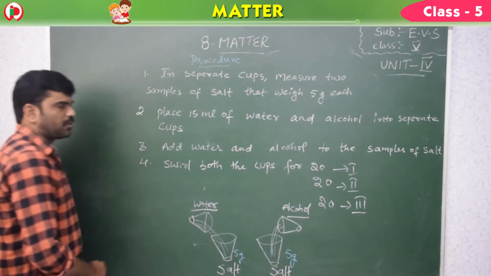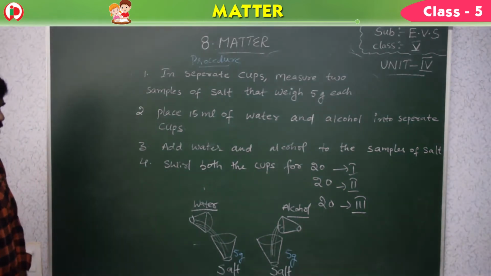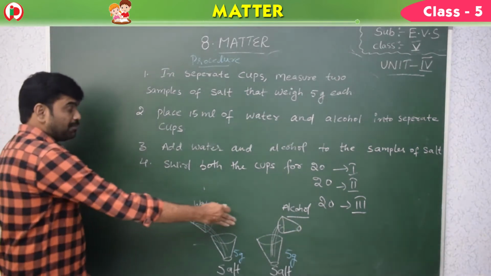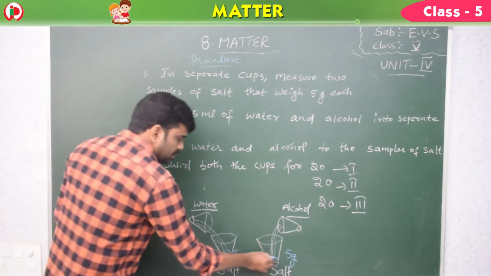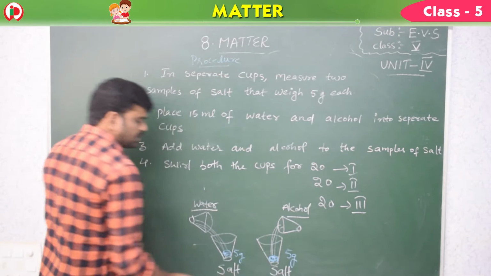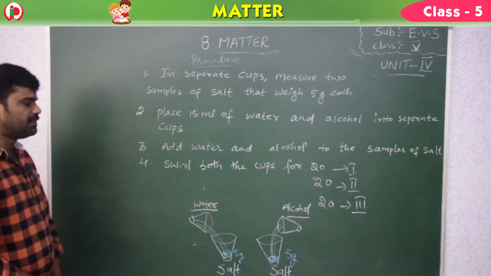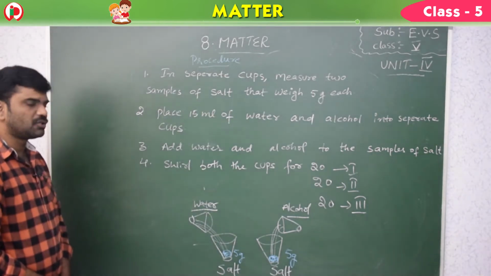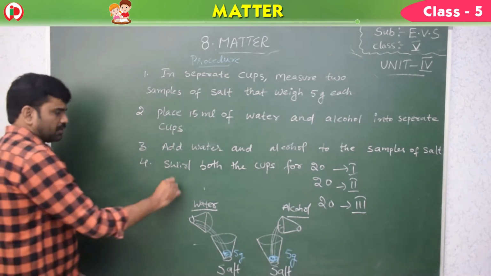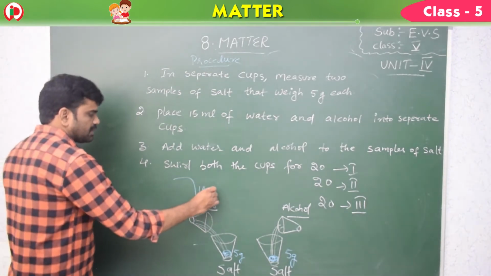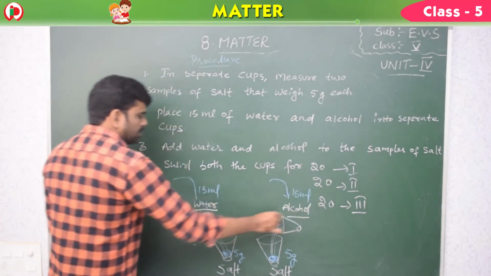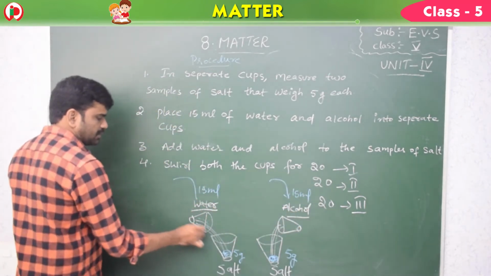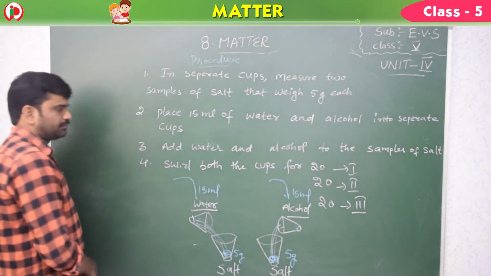So, what is the first point? In separate cups, measure two samples of salt. Here is a sample of salt, and here also a sample of salt. Place 15 ml of water and alcohol into two separate cups. So, here 15 ml of water and here also 15 ml of alcohol. This is water, children, and this is alcohol.